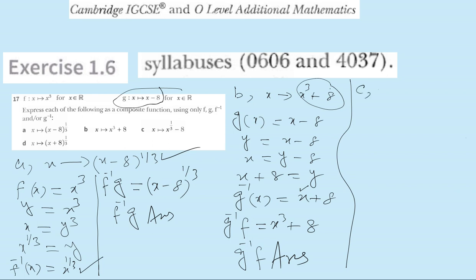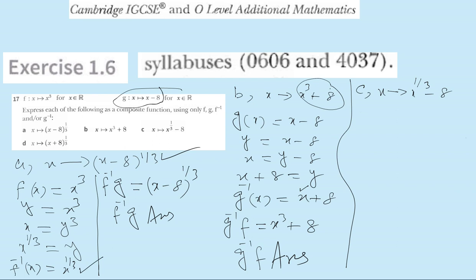C part is x mapped onto x to the power 1 upon 3 minus 8. Because there is a power 1 upon 3, we have to find g of f inverse. What is the function of g? G of x is x minus 8. Sorry, I wrote the answer directly. No, we have to show the working. This is x cube minus 8.